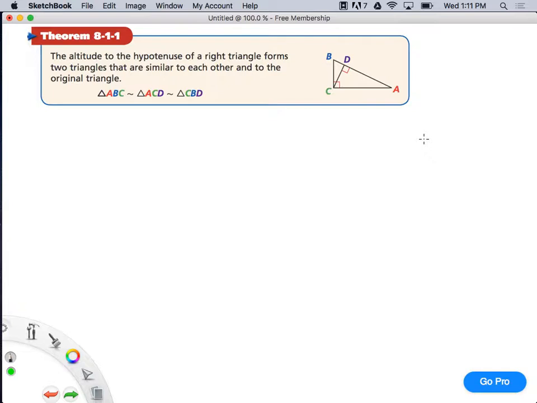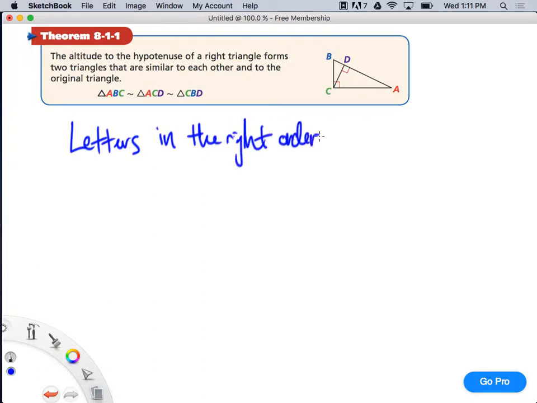But you can't just do it that way, it's not that simple. Now listen carefully, I have to make sure that the letters are in the right order. The question is, how do I put the letters in the right order? How do I do that?